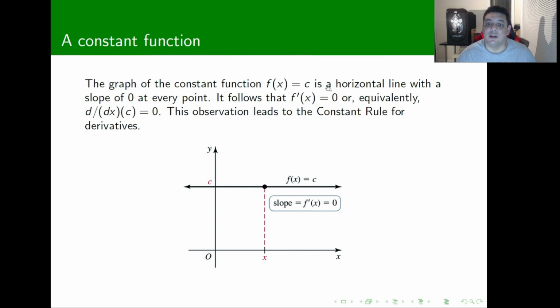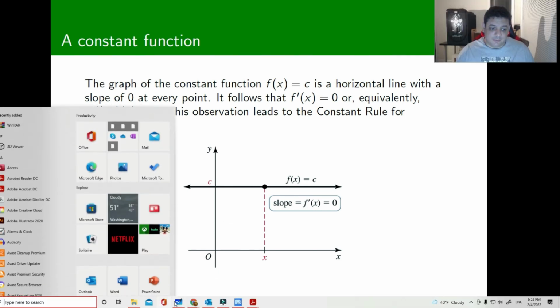The derivative of the constant function is going to be 0. And it's easy to see because this is a constant line here, and the slope of the tangent line is just going to be another line with no slope. So this is going to be 0.